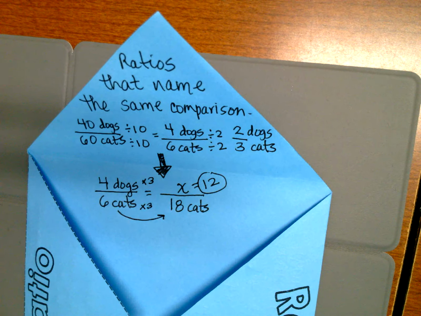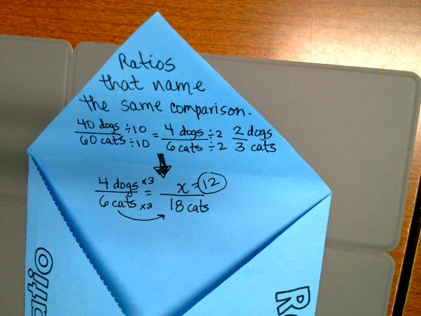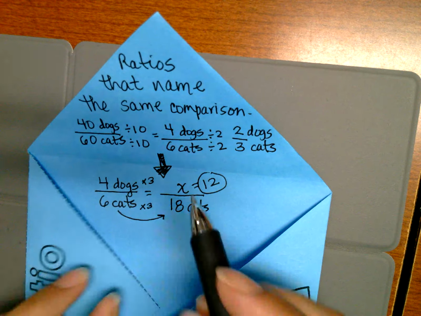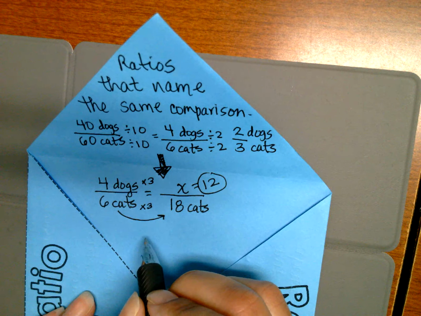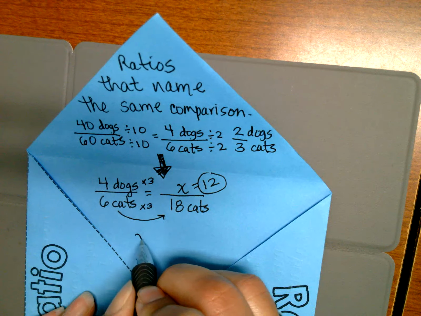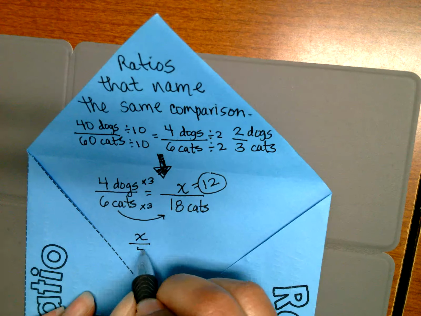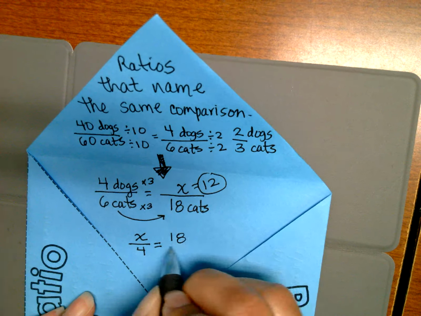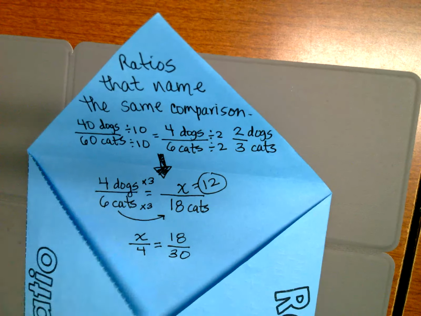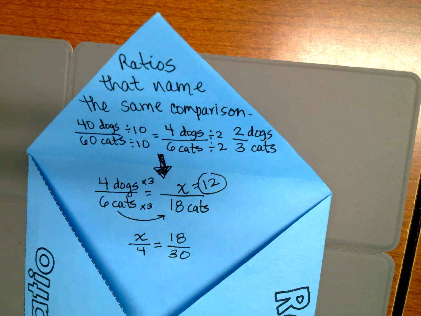Well, what if the numbers were not super easy to tell? Like this one, because it was the first example, I said, let me give them easy numbers so they can see that it's times 3, right? But what if I gave you something like this? What if I said this proportion? X over 4 equals 18 over 30.